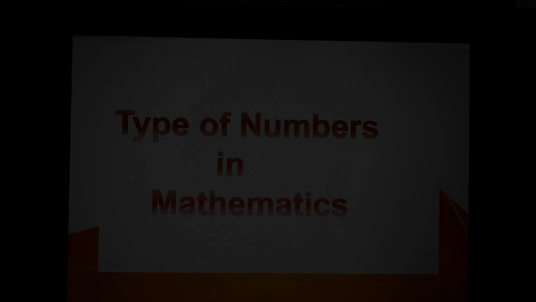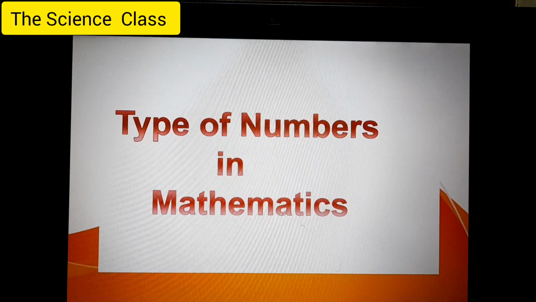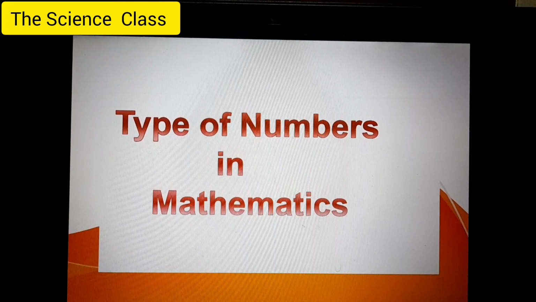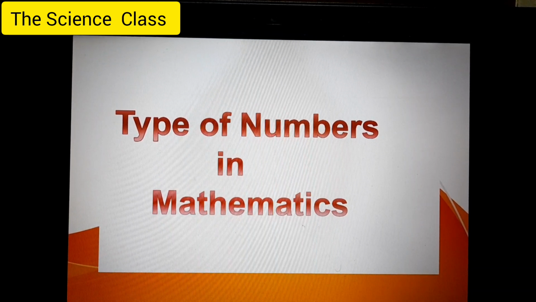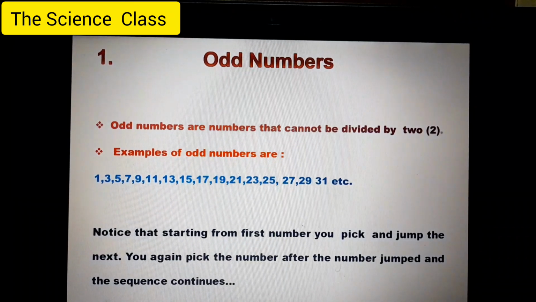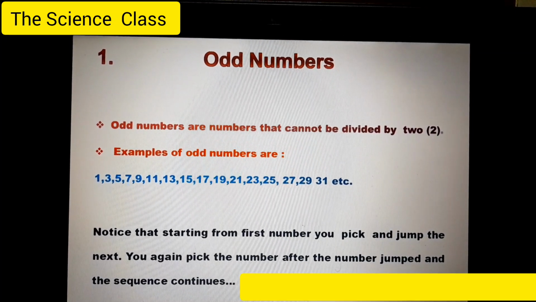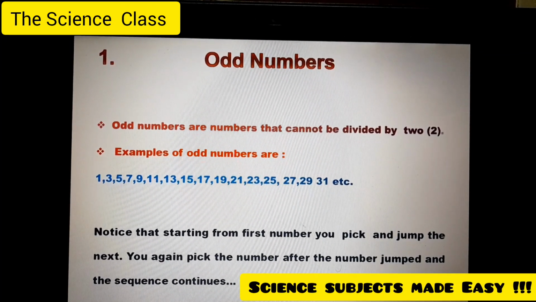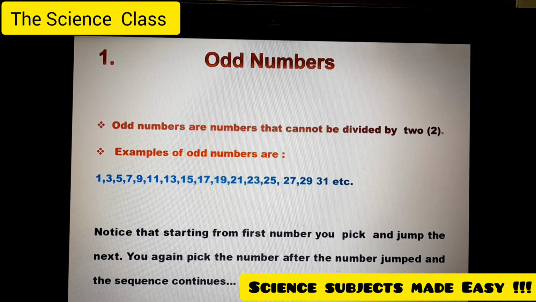In today's class, we shall be discussing types of numbers in mathematics. All right. The first number is odd numbers. Odd numbers are numbers that cannot be divided by 2.